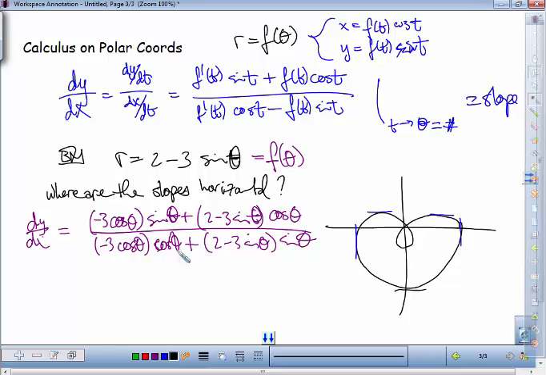So let's answer this question by taking the numerator and setting it equal to 0. As I do that, I'm going to see if I can simplify a little bit along the way. So the numerator is going to be negative 3 cosine theta sine theta plus 2 cosine theta.